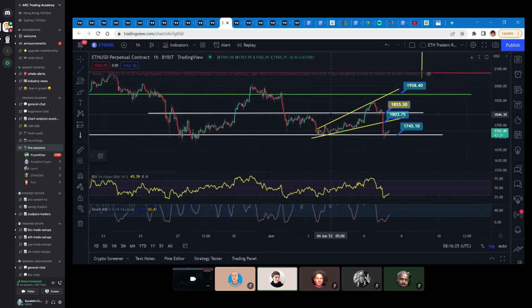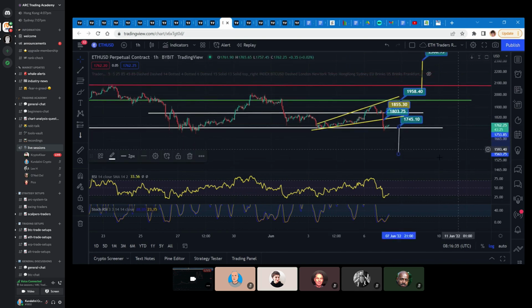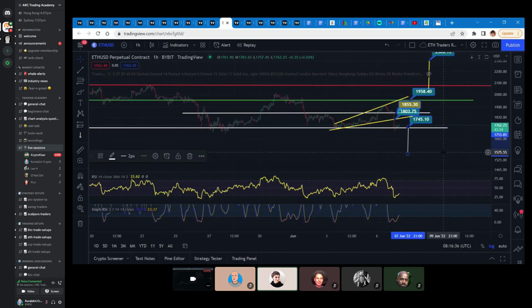If I am, again, just to technically measure the channel that we've been in, and again, I'll be very conservative with the targets. 1600 would be the next level, which is very typical for Ethereum. 100, 100, 100, 150 sometimes.